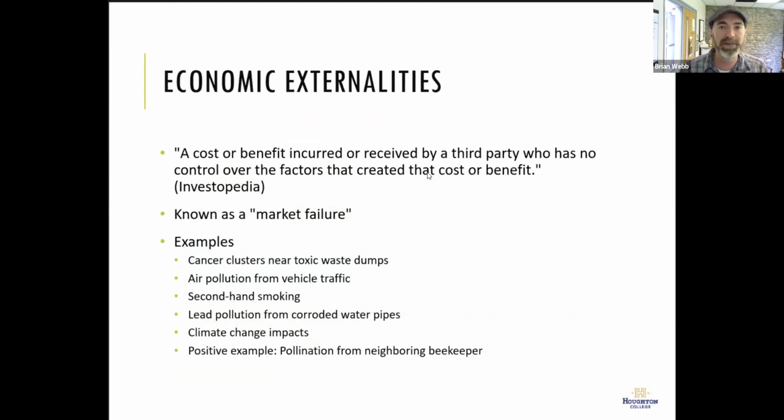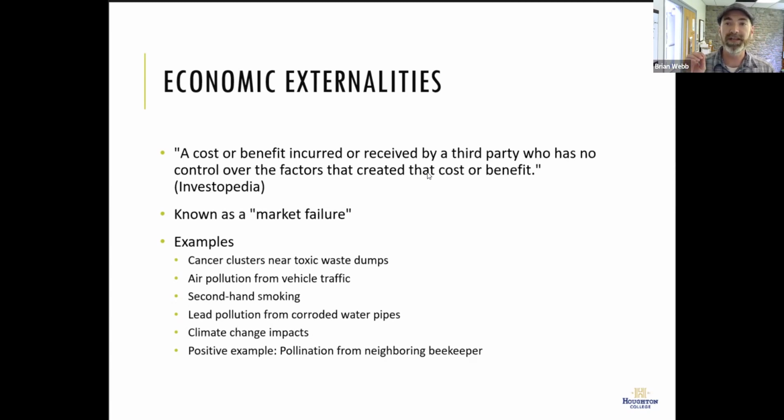Last concept I want to talk about is another. So most of this lecture has been about tragedy of the commons and open access resources. This is the other economic incentive for exploitation, and this relates to a concept called economic externalities. So externalities are a cost or benefit received by a third party who has no control over the factors that created that cost or benefit. So in other words, this is a cost that is imposed upon a third party that had no say in whether they incurred that cost or not.